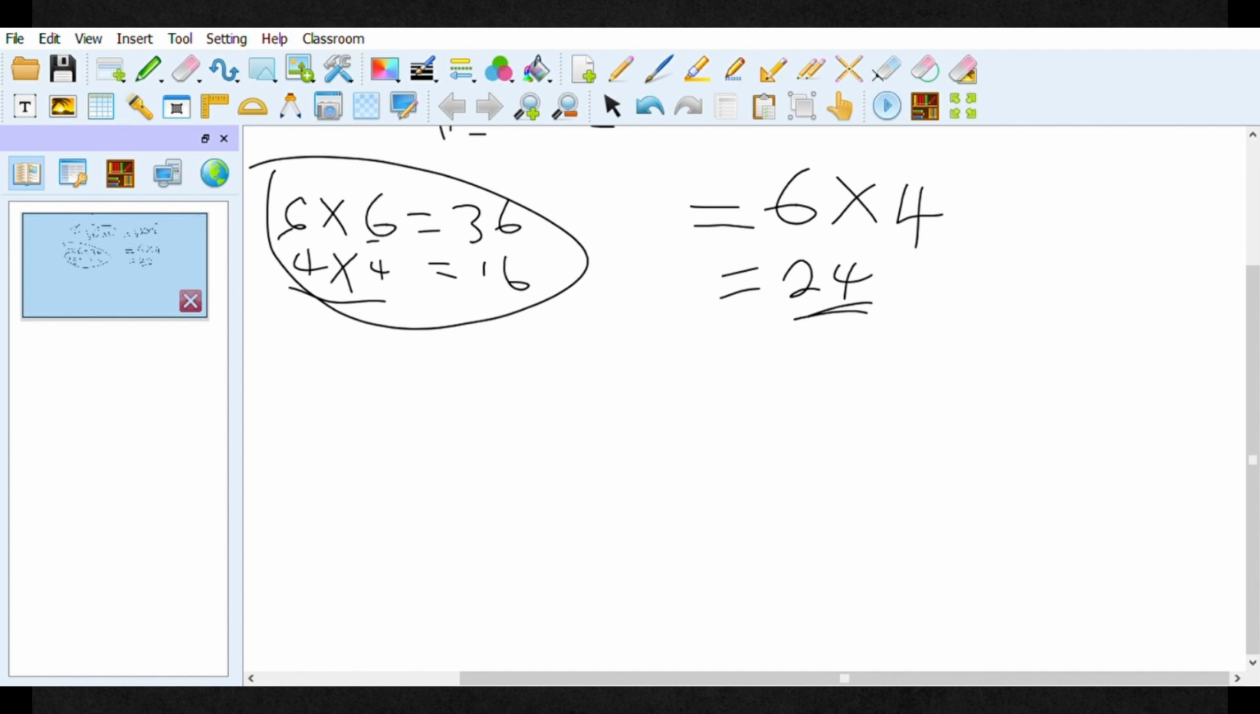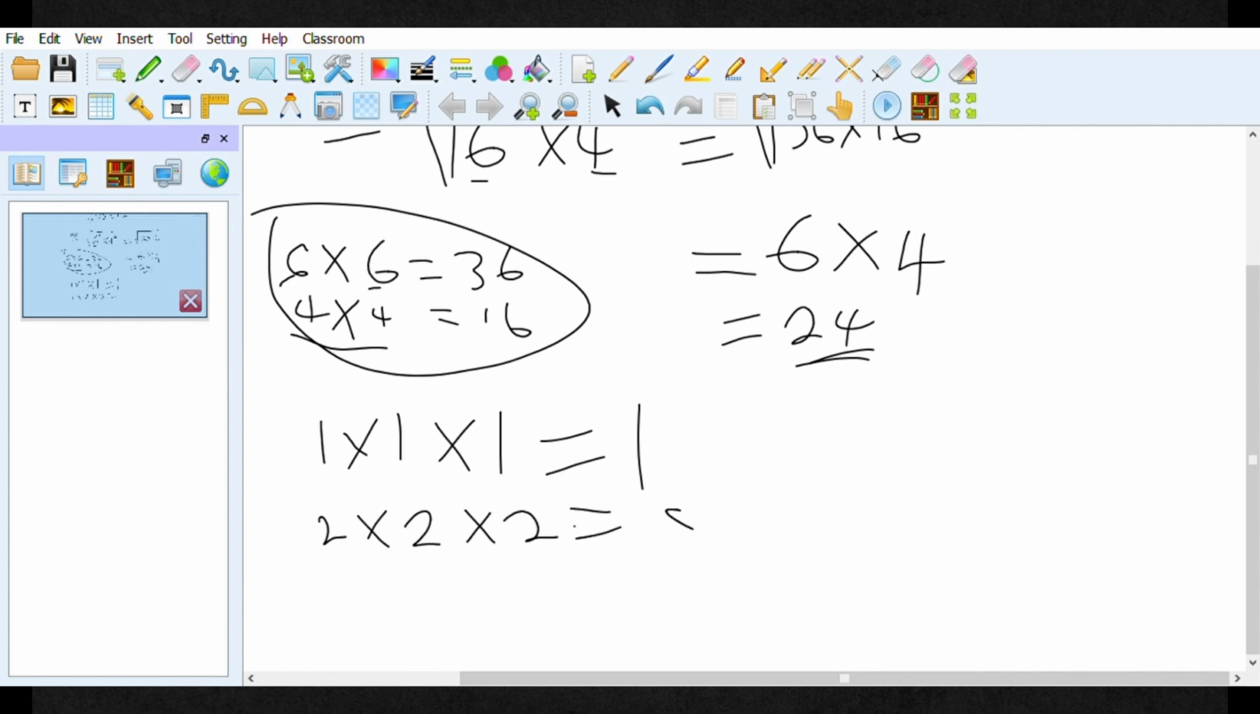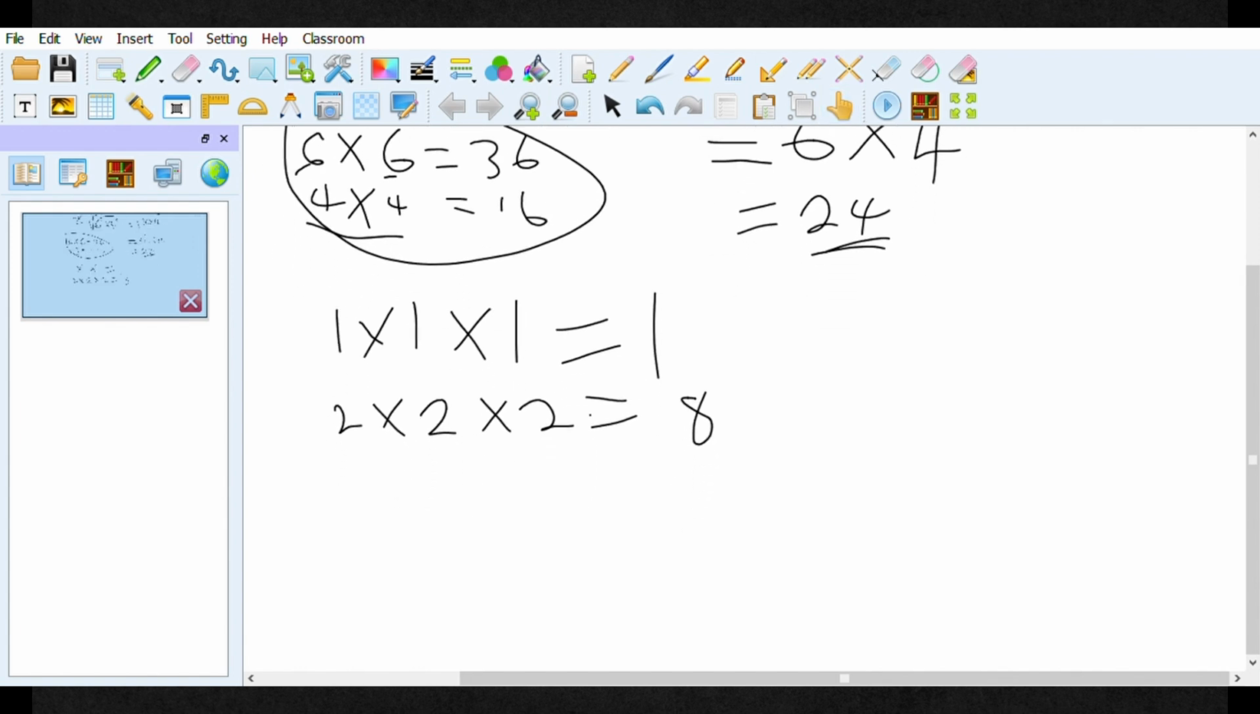Take for instance, the cube of 1 is 1 times 1 times 1. 1 multiplying itself 3 times, and that will be 1. The cube of 2 will be 2 times 2 times 2. So the cube of 2 is 8. That is 2 multiplying itself 3 times will give you 8. Okay. What about the cube of 3? That will be 3 times 3 times 3. Okay. 3 times 3 is 9. 9 times 3 is 27.